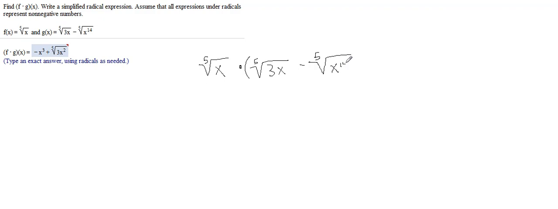Okay, now it might be easier. Right now it's in radical form. Maybe it'd be easier if we wrote it in exponential form. So this would be x to the 1/5 power times 3x to the 1/5 power minus x to the 14 over 5 power.